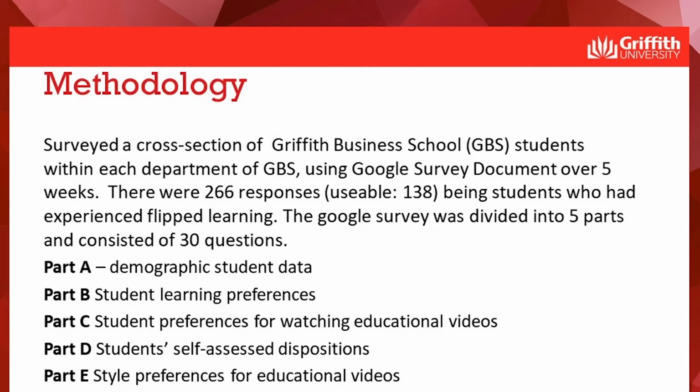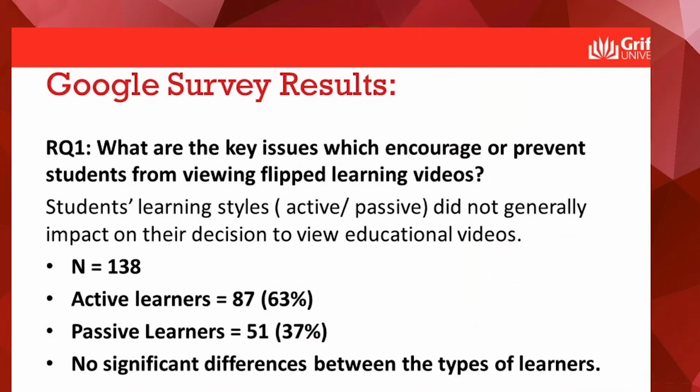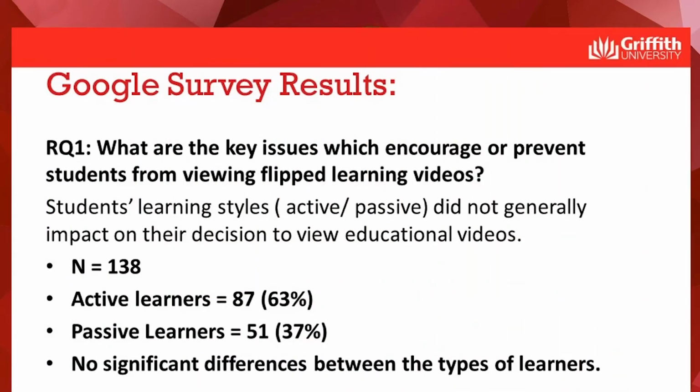The project team's methodology was to survey a cross-section of GBS students using a Google survey document over a 5-week period. Ethics approval was requested and provided by Griffith University's Office for Research. The Google survey was divided into 5 parts and consisted of 30 questions concerning student demographic data, student learning preferences, student preferences for watching educational videos, student self-assessed dispositions, and student style preferences for educational videos. Of the 266 responses received, only 138 responses were usable, being students who had previously viewed flipped learning videos.